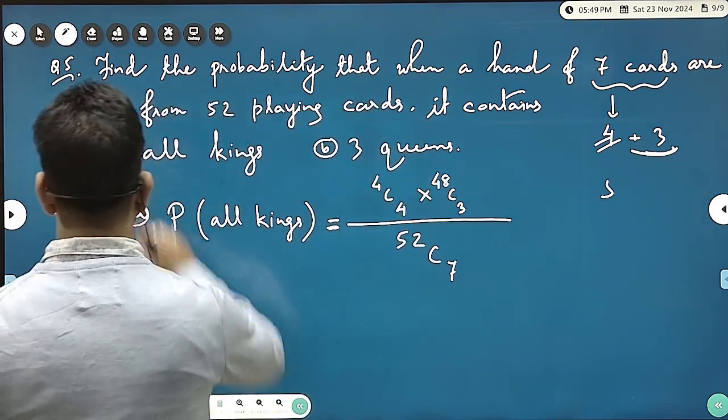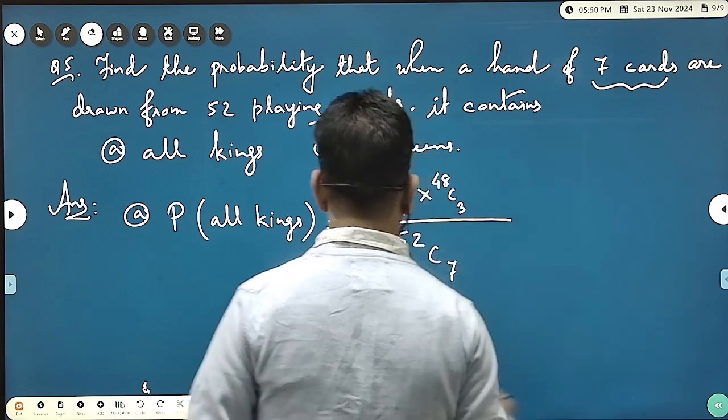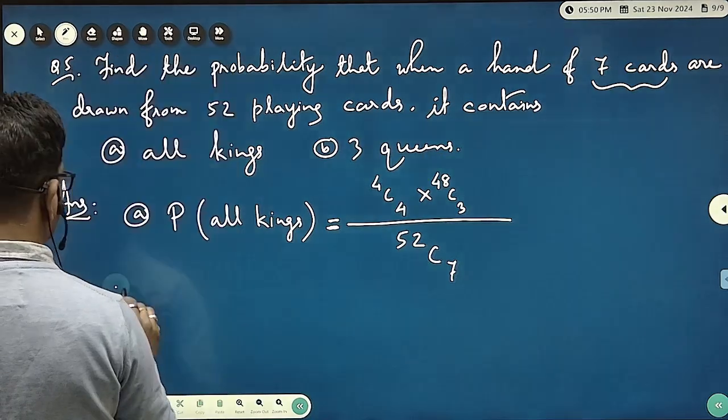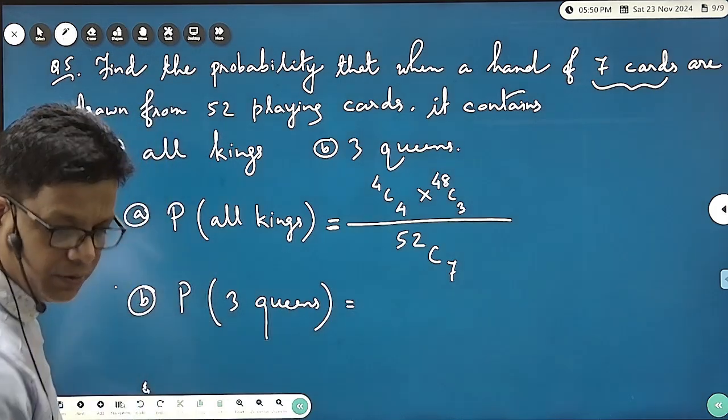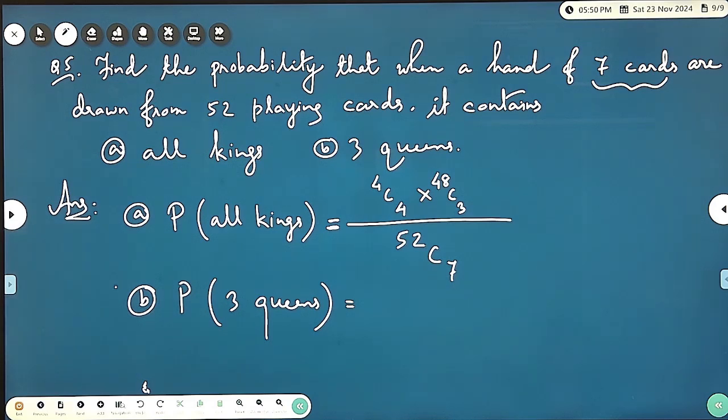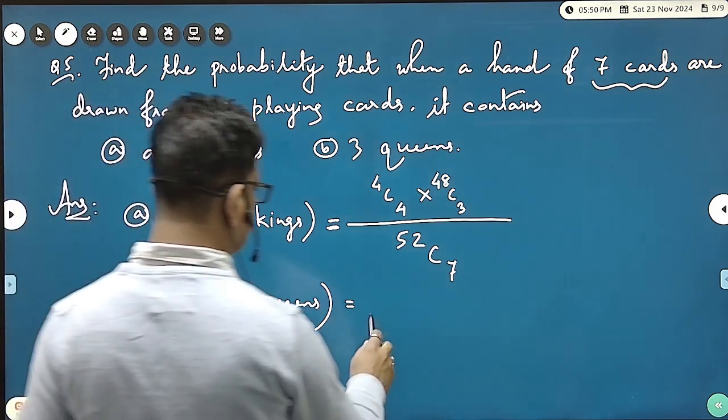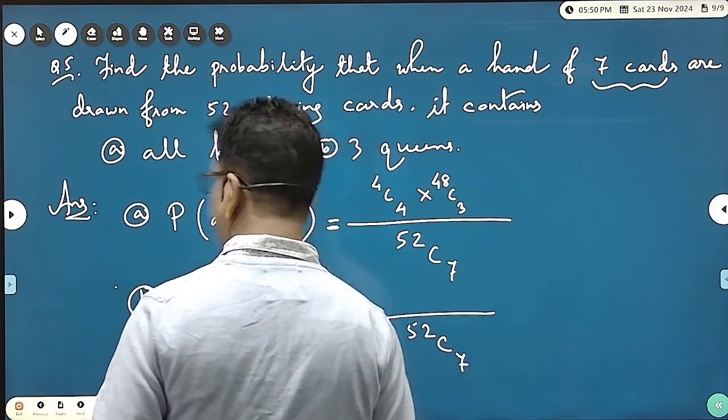Okay, now the second part. Try the second one. Here it's almost similar. Part B: probability of getting 3 queens. Try. Similar. How many queens are there? 4. We have to take how many? 3. Okay, do this. So the denominator is the same: 52 cards, 52C7.